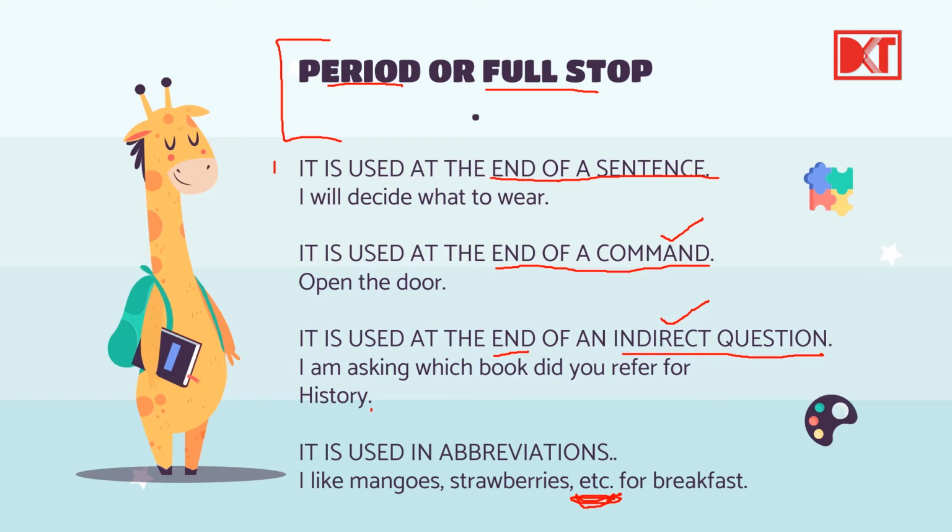And so when is the period or a full stop used? At the end of a sentence, at the end of a command, like open the door. It is used at the end of an indirect question, like I'm asking which book did you refer for history. And it is used in abbreviations like I like mangoes, strawberries, etc. for breakfast. Alright, let's move on to the next punctuation.